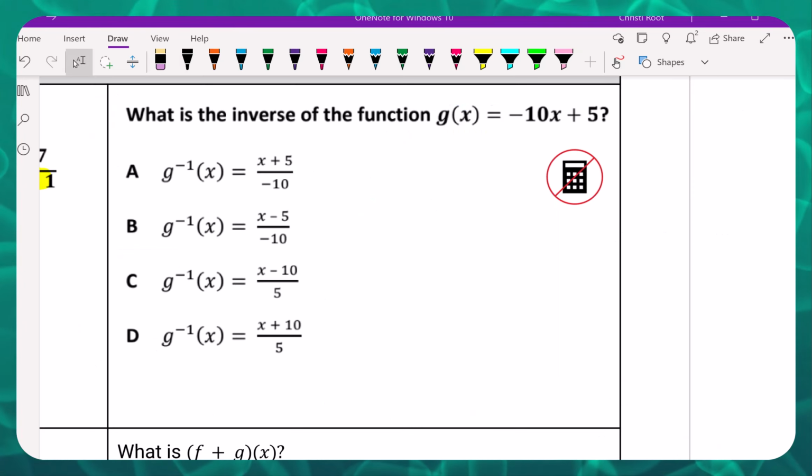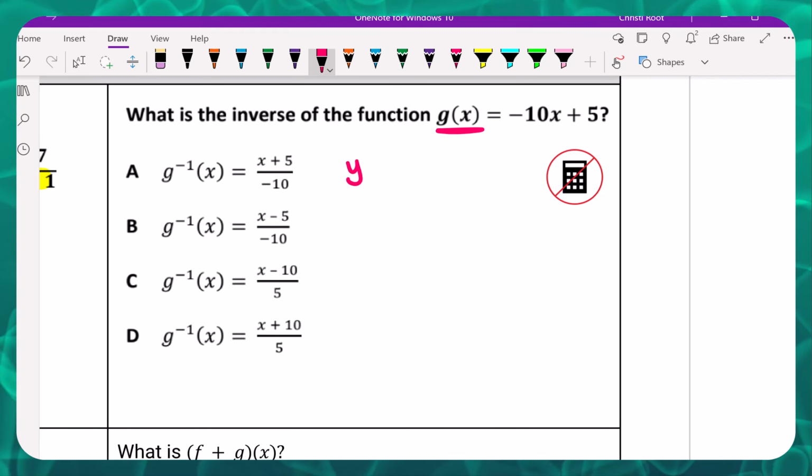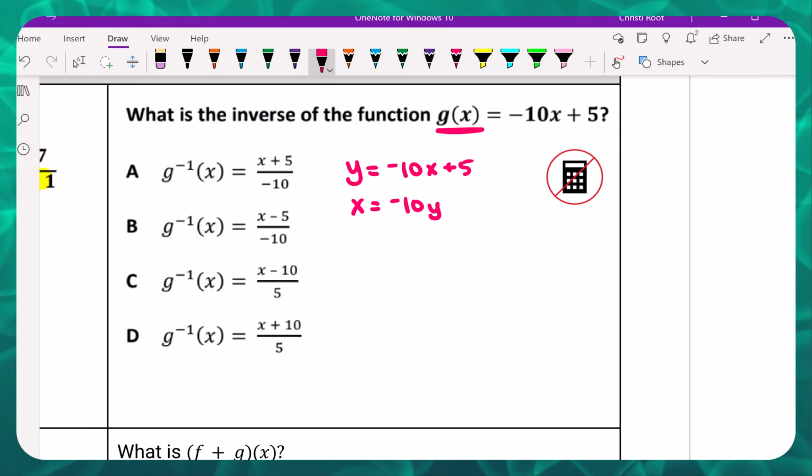All right, this next question says, what's the inverse of this function? Notice how the top two do not have calculators, so please be prepared. You're not going to be able to have Desmos the entire test. First thing you're going to do is replace g of x with y. Then you're going to swap x and y. If you don't swap your x and y, you're not finding the inverse. After you do that, your main goal is to get y isolated.